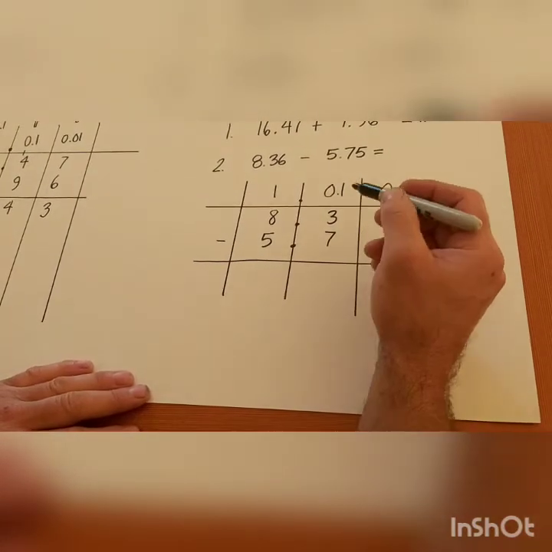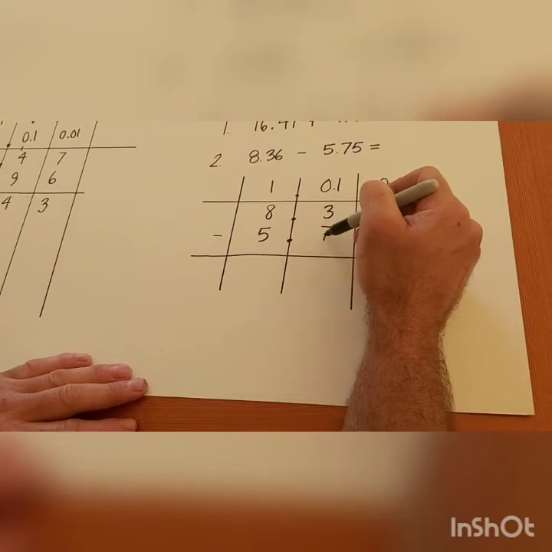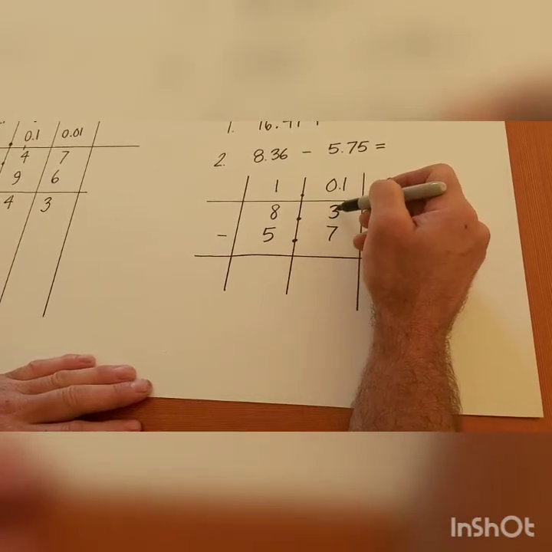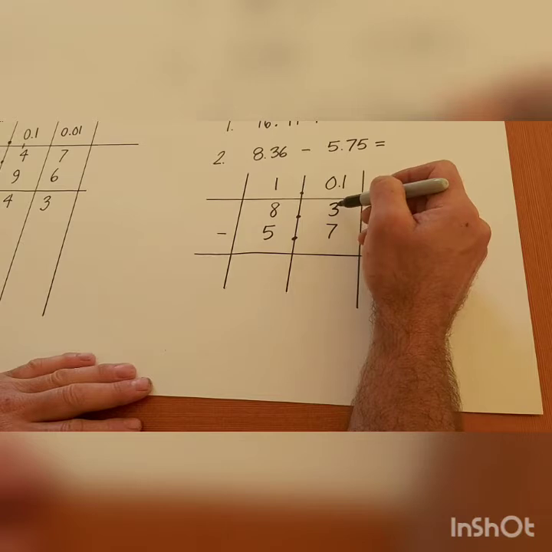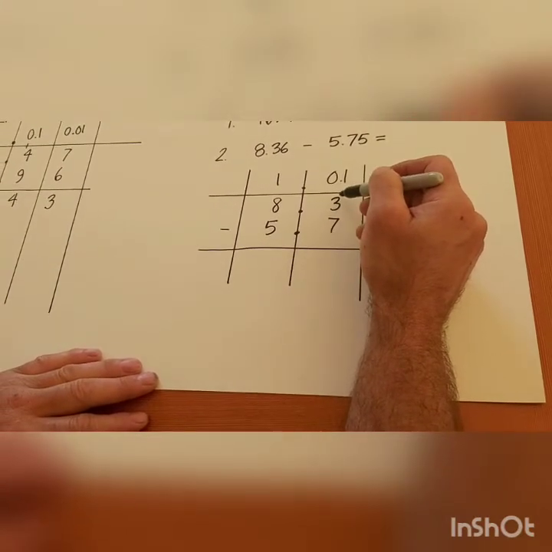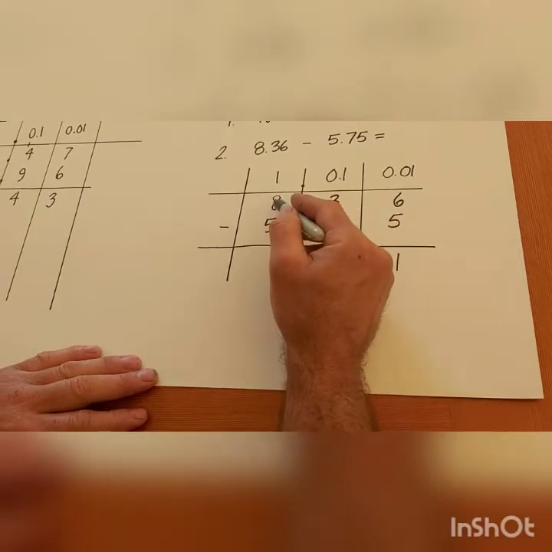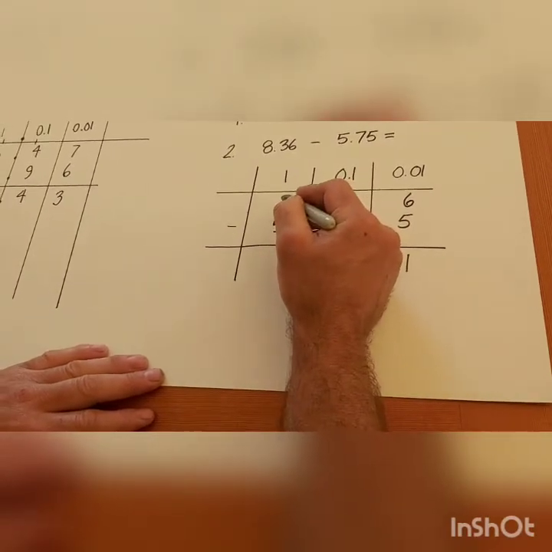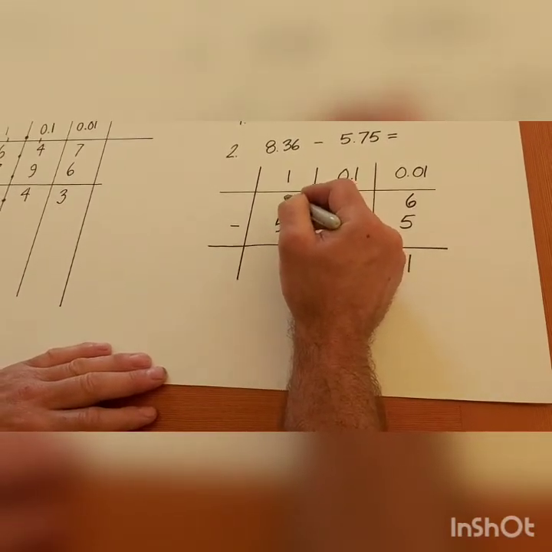Some students make the mistake of seeing 7 minus 3 and they would write 4. That is not correct. We are always subtracting the bottom number from the top number. I cannot subtract 7 from 3. We need to make 3 larger. We do this by going next door here to the ones. I can borrow a 1 from here.